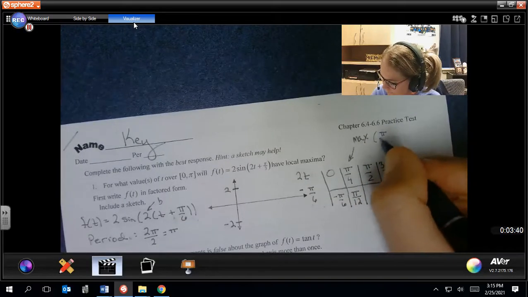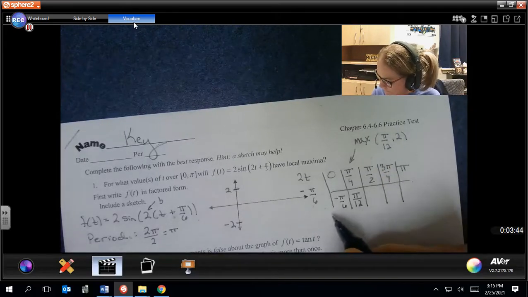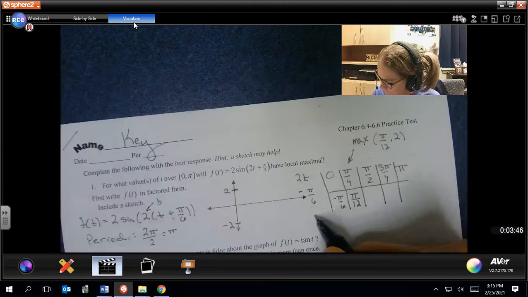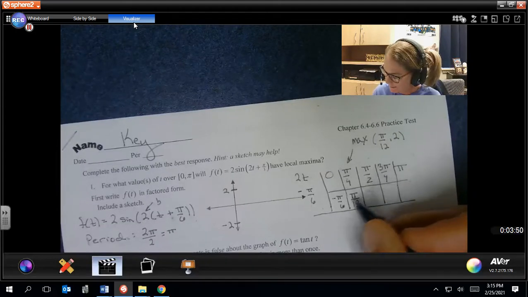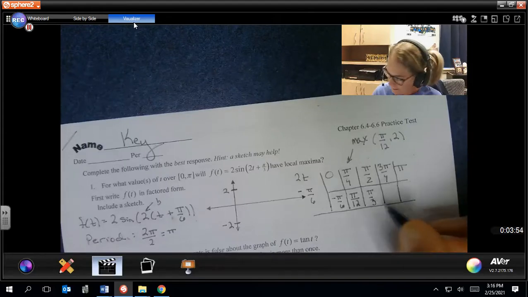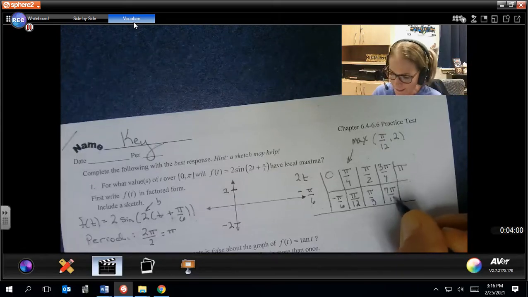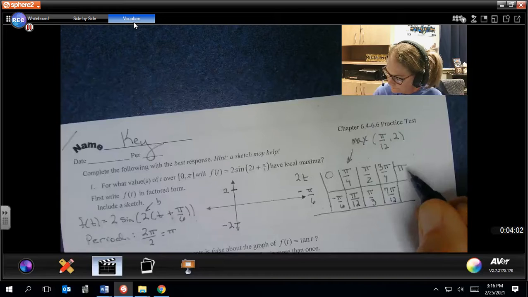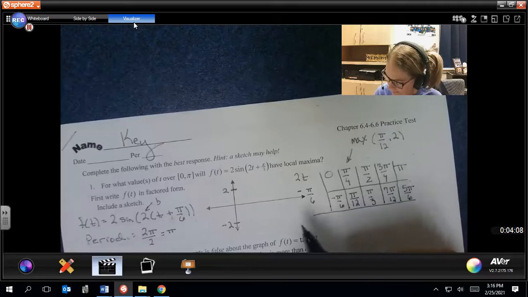And as we said before, that's going to be at 2 on our y's. Okay, so pi over 2 minus that pi over 6 gets us to pi over 3. 3 pi over 4 minus pi over 6 gets you to 7 pi over 12. And here at pi, we're going to minus pi over 6 and get 5 pi over 6. And that's going to be one period right there.